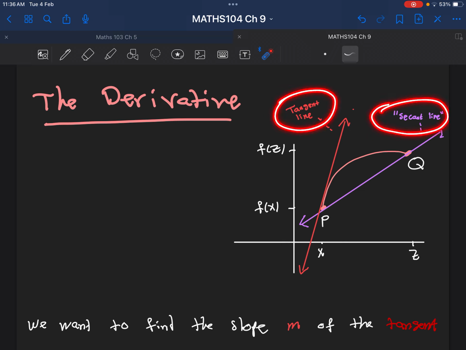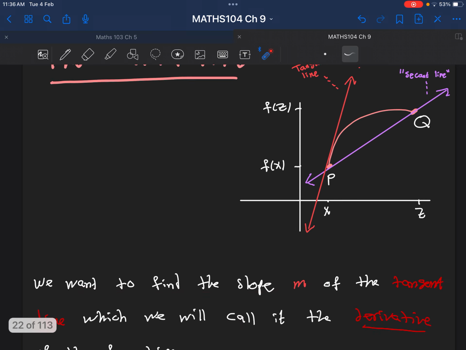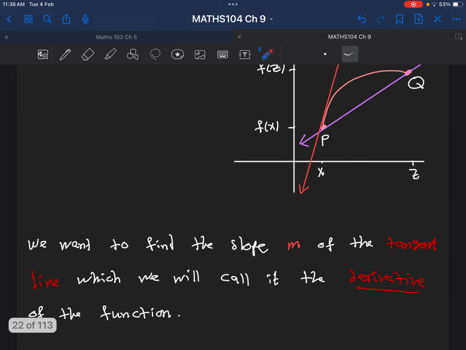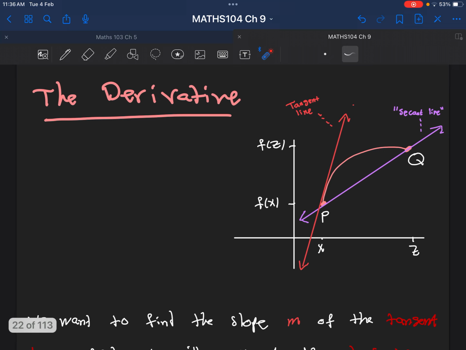So we have 2 lines, the secant line and the tangent line. Our focus will be here. And what is our focus exactly? It is to find the slope m of the tangent line, which we will later call the derivative. So the slope of the tangent line is called the derivative. Now, how do we find the slope when we have only 1 point? That's difficult. We need 2 points in order to find the slope, y2 minus y1 over x2 minus x1.